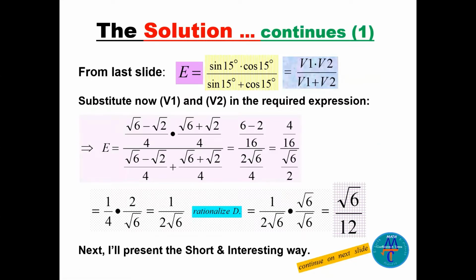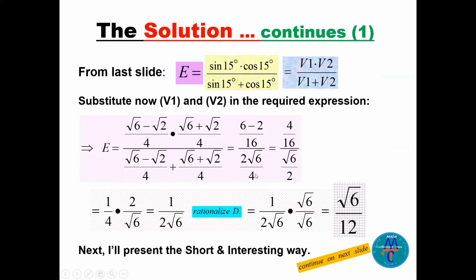So capital E, the required expression, is V1 times V2 divided by V1 plus V2. I just put it here. It looks ugly, but we can manage to simplify it. Here we have multiplication in the numerator, and this is difference between two squares. So that's 6 minus 2 divided by 16. In the denominator, we have addition and the same LCD, 4. So when you add, you cancel square root of 2. Then you have 2 square root of 6 divided by 4. Now 6 minus 2, 4 over 16, which is 1 over 4. And here we cancel by 2. So we get square root of 6 divided by 2.